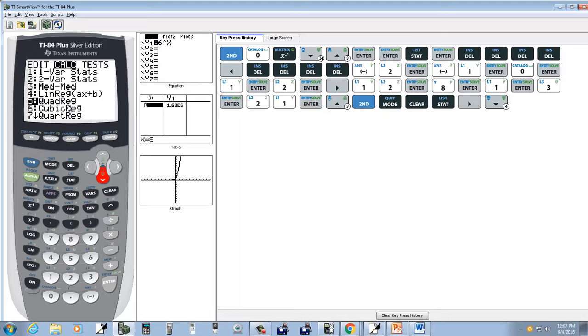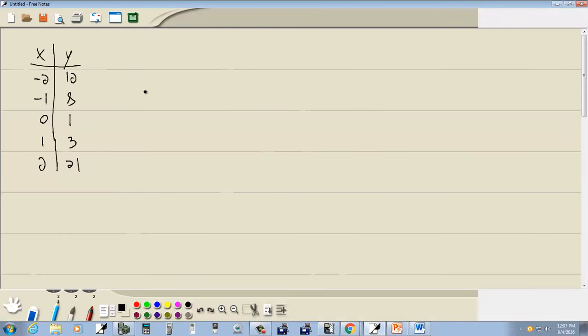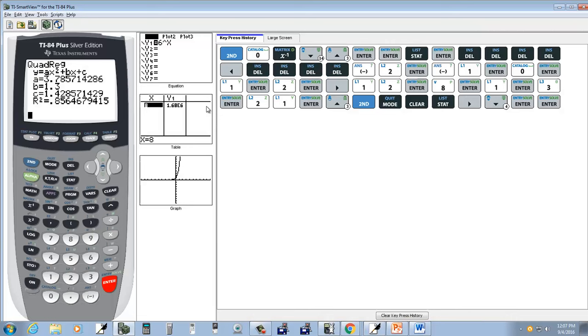So I down arrow to it and press enter on it, or you can simply press the number that's in front of it once you get to the screen. Then I press enter and press enter again. So our model is y is equal to ax squared plus bx plus c. And we're going to plug in the values of a, b, and c. And I'll round them to 3 decimal places. So that's 3.786.